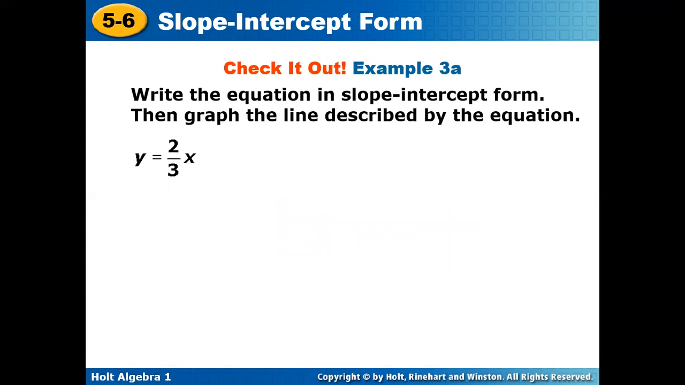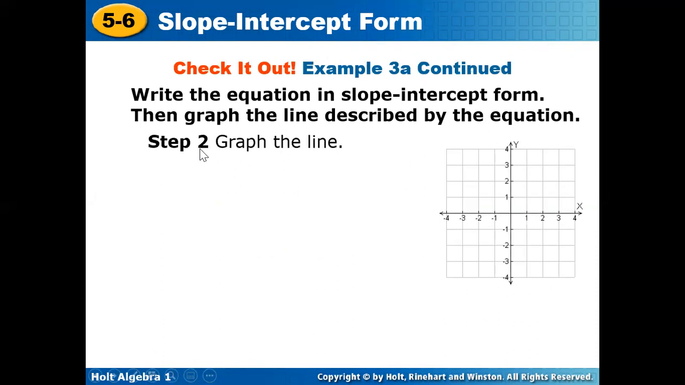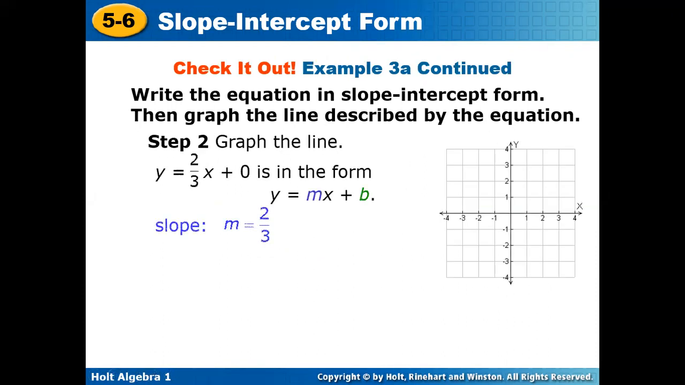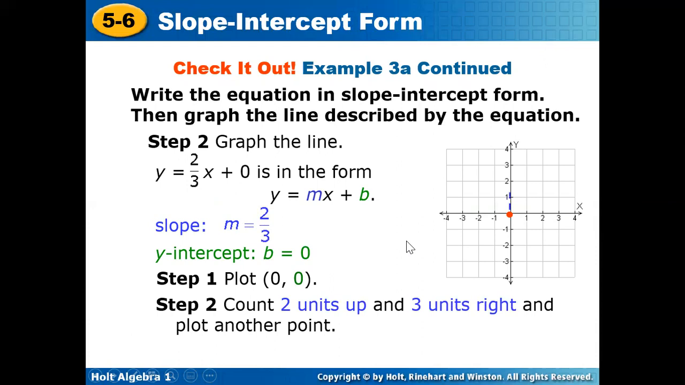Same thing here. Try and do this on your own. We're just going to graph this line. It is already in slope-intercept form. Notice that there is no plus b. There is no y-intercept, which means the y-intercept is 0. So we're going to graph the line. For our y-intercept is 0, we plot that right there at 0, 0. And then we have a positive 2, positive 3 on our slope, up 2, and to the right 3. Plot our other point, and draw in our line.